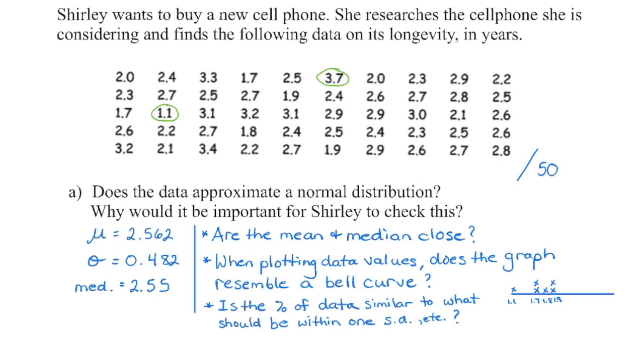If not, that whole bell curve doesn't apply. So there's a couple things you want to look for. Are the mean and the median close? You can see that the mean and the median in this case are fairly close together. And then the best thing to look at is the shape of the graph.